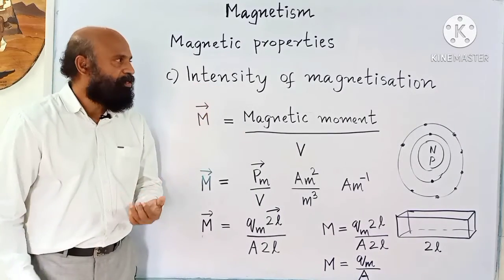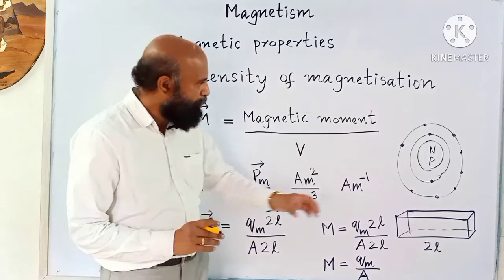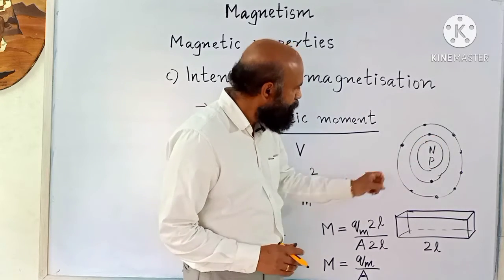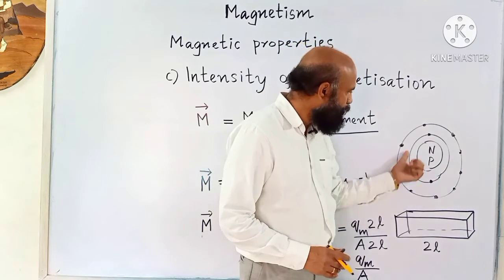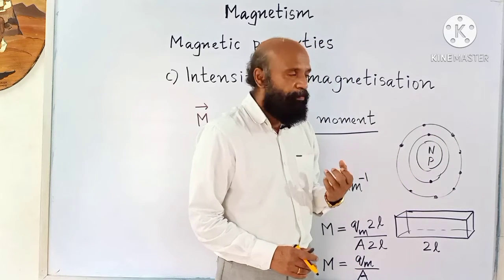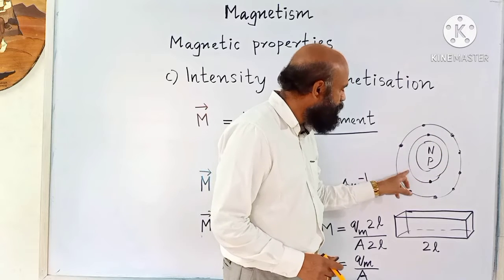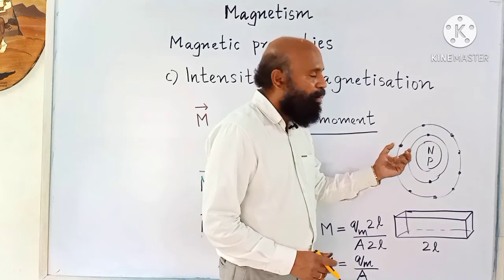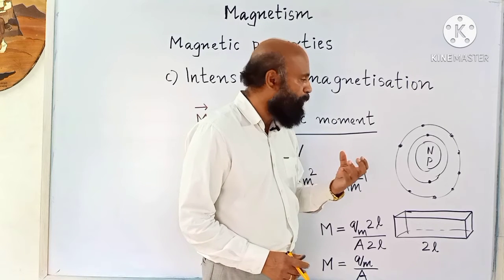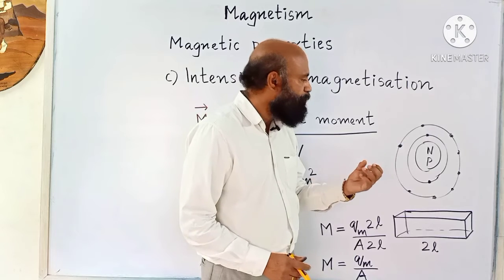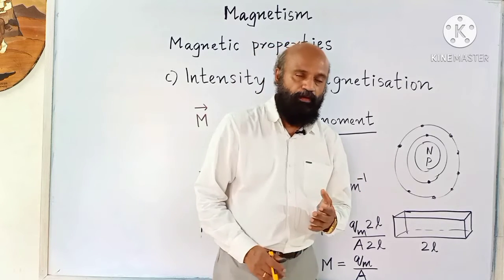Next parameter is intensity of magnetization. You know that substances are made up of atoms. Atoms, at the center the nucleus, then electrons are in various orbits. Electrons have two types of motion, orbital motion and spin motion. All the magnetic properties are due to electric current. So here electrons are in motion. Because of this orbital and spin motion, this electron will acquire a magnetic dipole moment. But these magnetic dipole moments are oriented at random. So net magnetic moment will be 0.